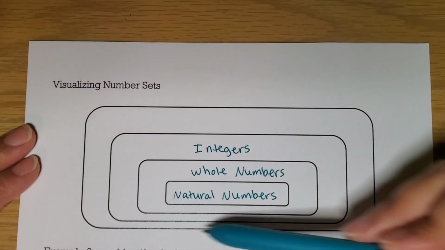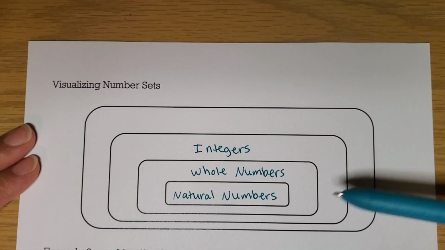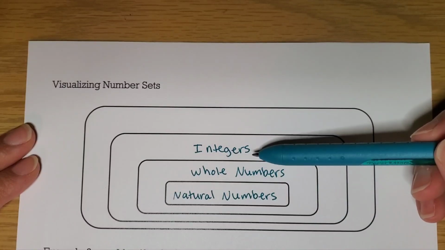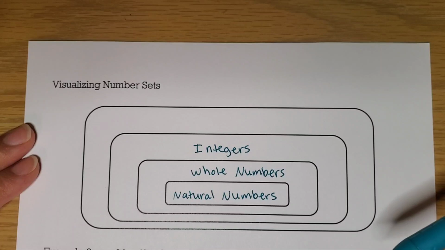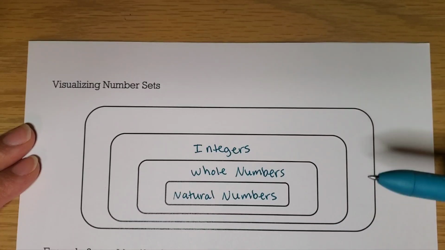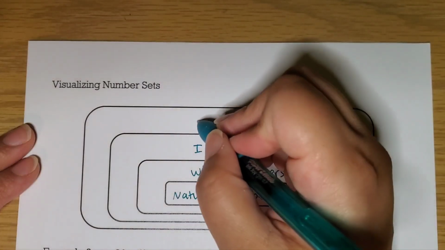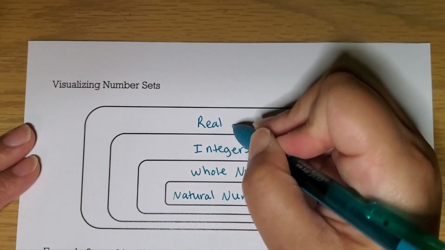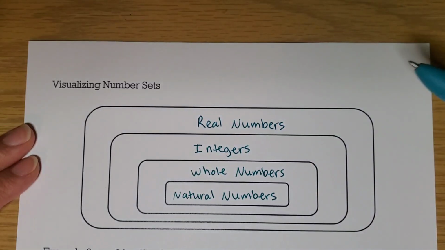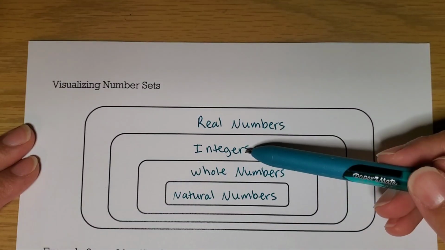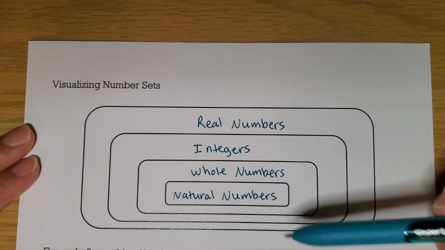But the set of integers contains some numbers that are not whole, like -6. -6 is an integer, but the negative numbers are not whole numbers. And then, as we just said, you can represent any of these numbers in decimal format. So then you get the real numbers. So the real numbers contain the integers, which contain the whole numbers, which contain the natural numbers.